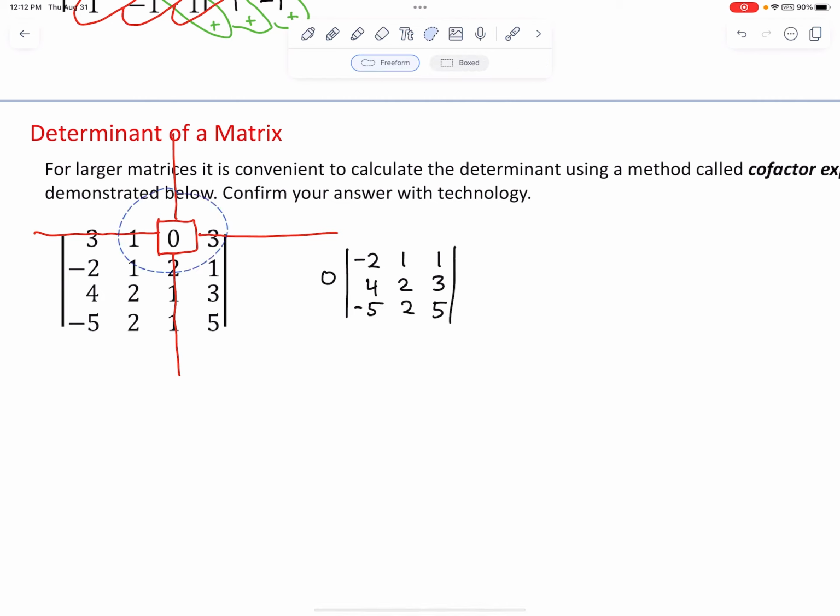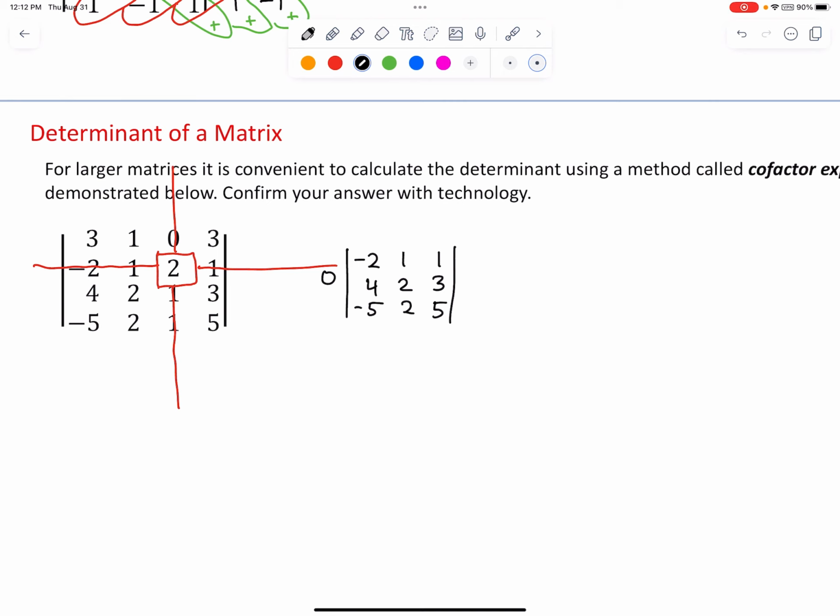And then we continue to target the entries of the matrix along the column or row I've chosen, in this case the third column. So I move down to that 2 position. I'm targeting a 2, so let's go ahead and write a 2 down. And then multiply this by a 3 by 3 determinant that's currently not crossed out. So that would be 3, 1, 3, 4, 2, 3, -5, 2, 5.